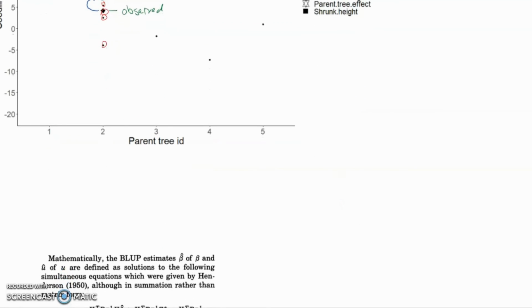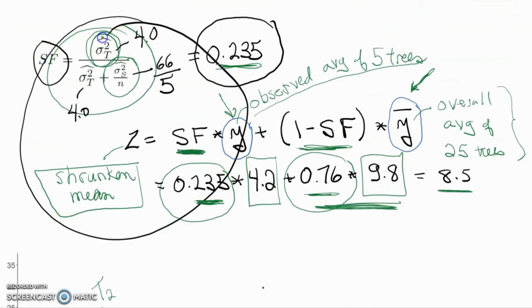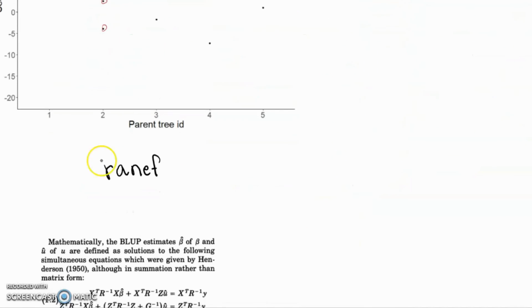So I just went over one particular way of calculating a shrunken mean. There is another way, in fact there's many other ways to do this shrinkage thing. And the way that R does it is it uses the ranef function. So it's not going to do shrinkage using this kind of formula. It's going to use its own process that's implemented once you call on the ranef function.